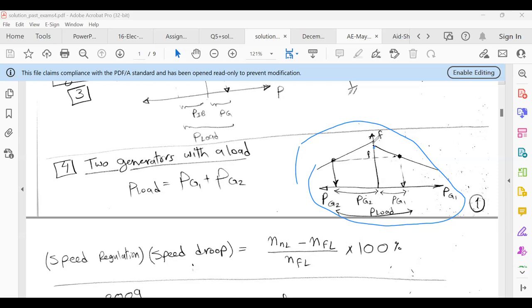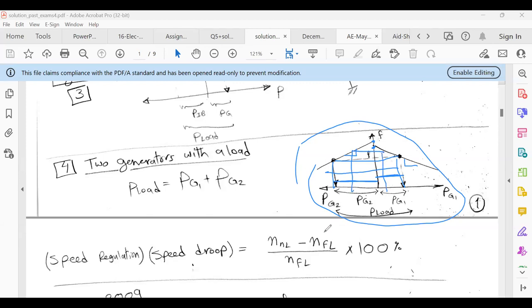They have different no load frequencies and different slopes. Okay, and then you have a load, and this is the share of the load. This is the total load. This is your share from generator one, and this is generator two. If you reduce the load, for example, you will have this share.